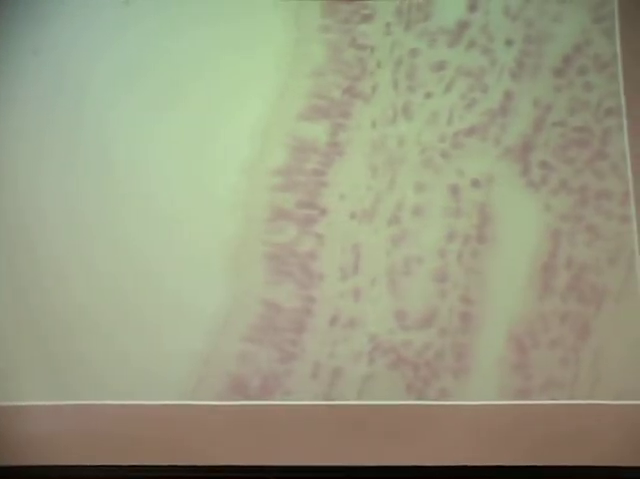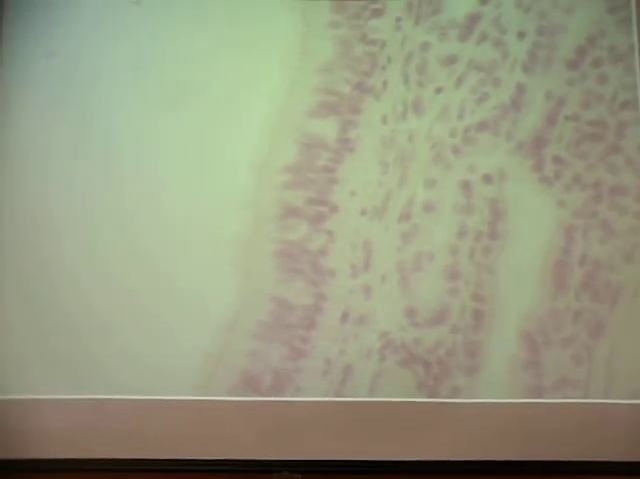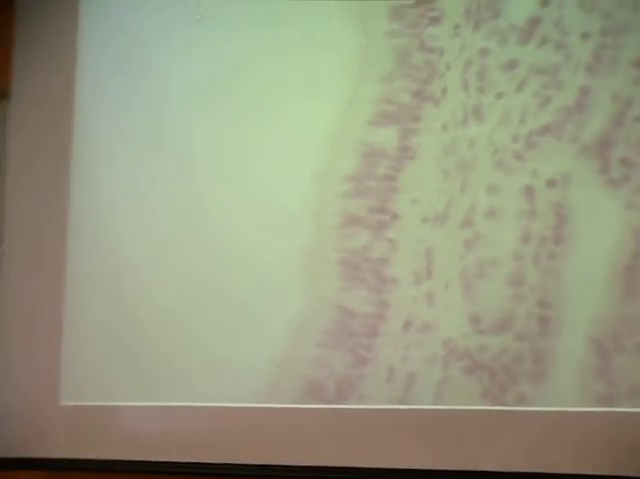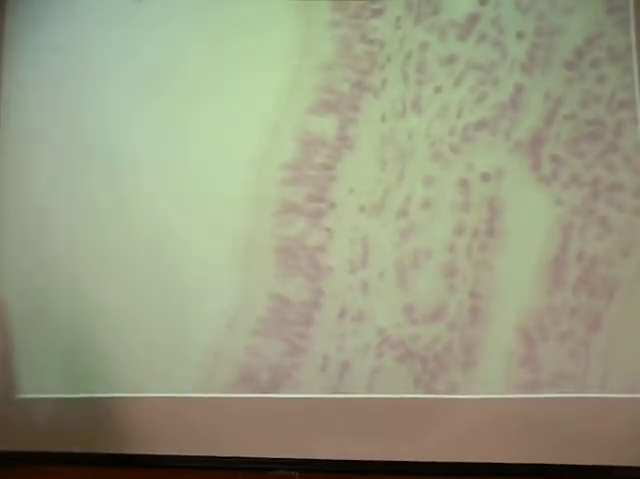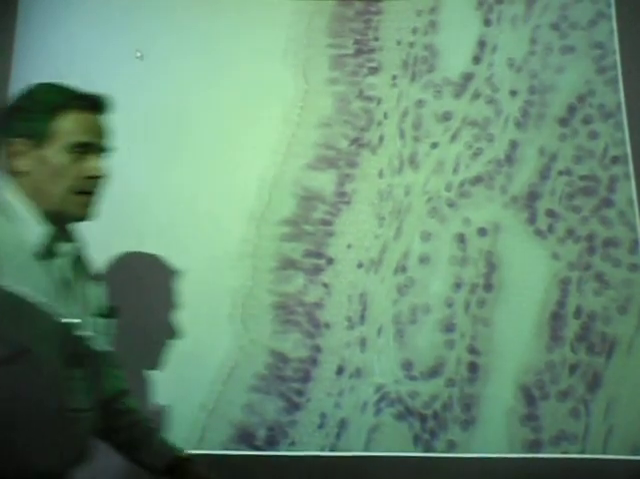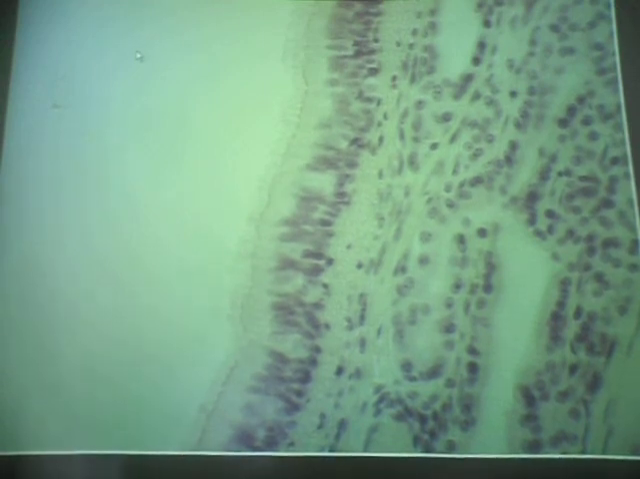Okay, this first slide, you're looking at a section of the wall of the trachea. Now, this is the windpipe. This is carrying air between the larynx and the bronchi. Again, you can follow along on the lab objective sheet. But under trachea, first off, the epithelium. So recognize the epithelium. What kind of epithelium do you have in the trachea?